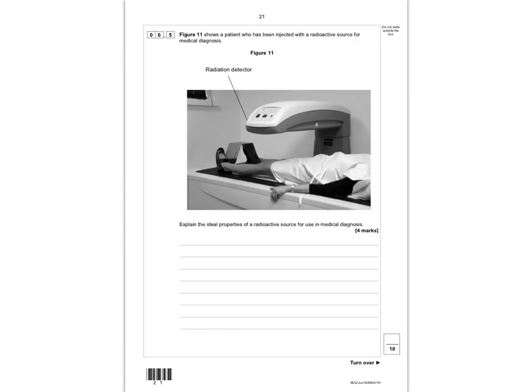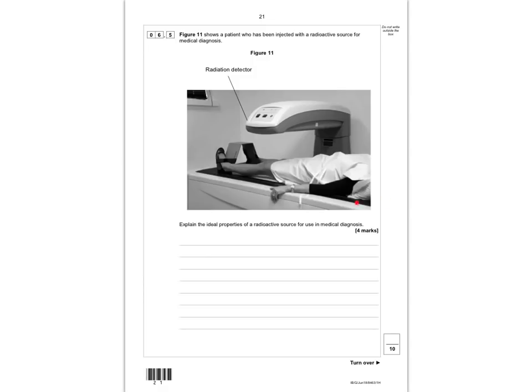The final question of question 6 is 6.5. It gives you figure 11, which shows a patient who has been injected with a radioactive source for medical diagnosis. You've been given the radiation detector here. I want you to explain the ideal properties of a radioactive source for use in medical diagnosis.